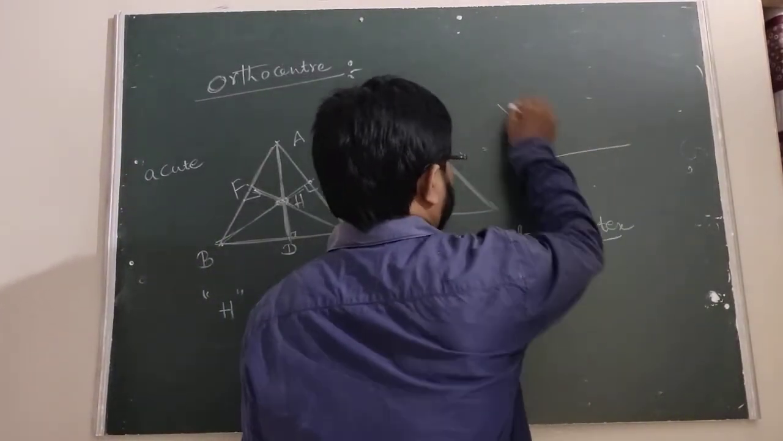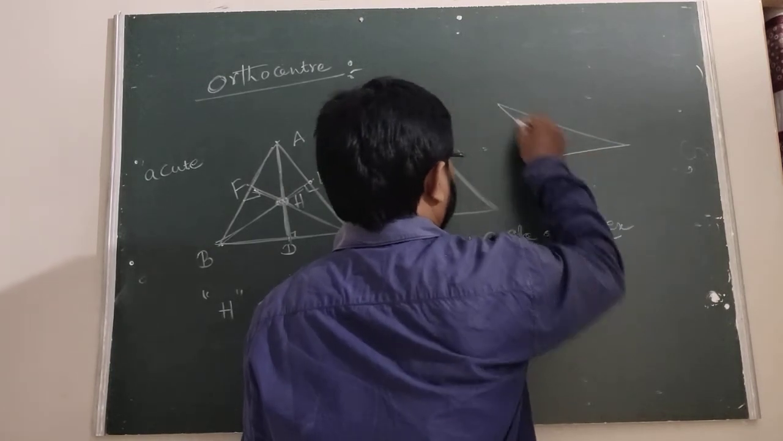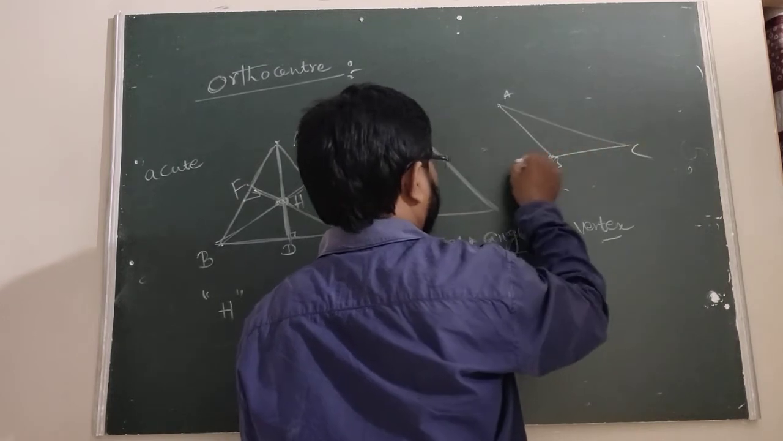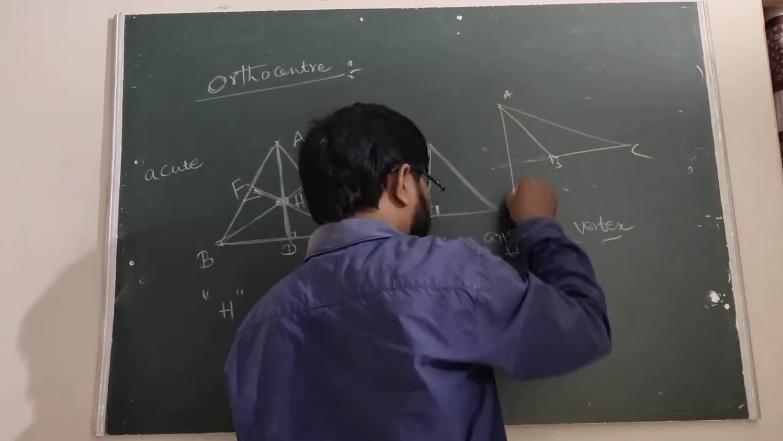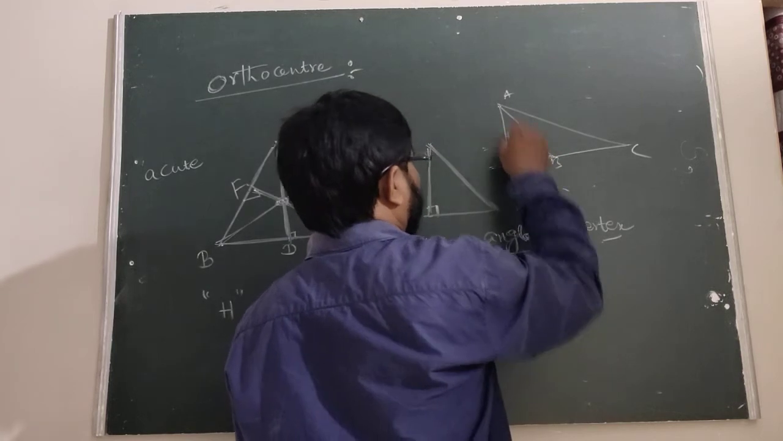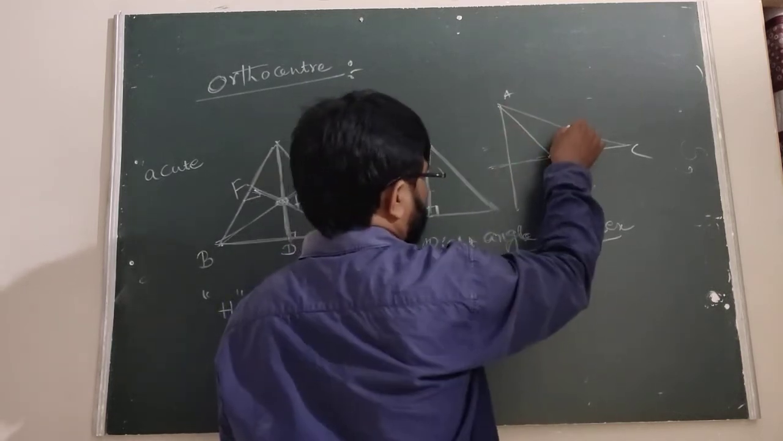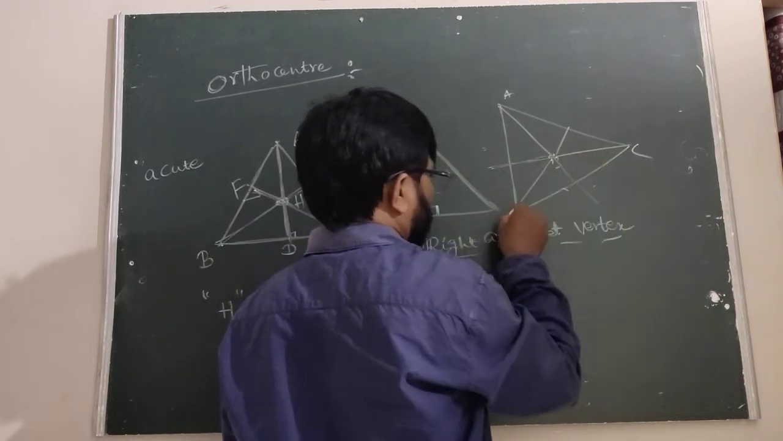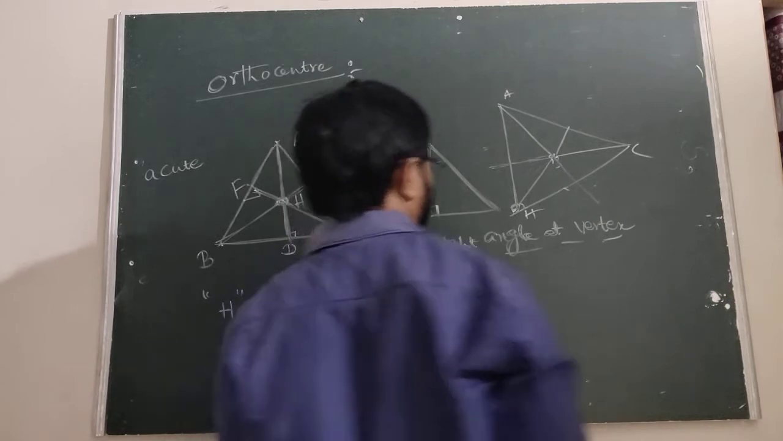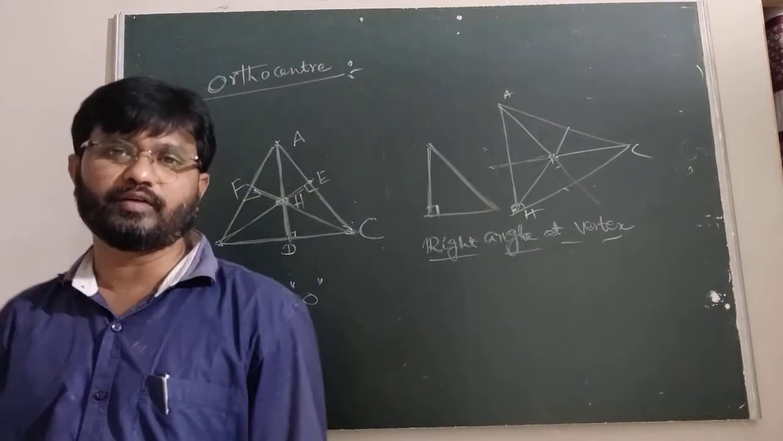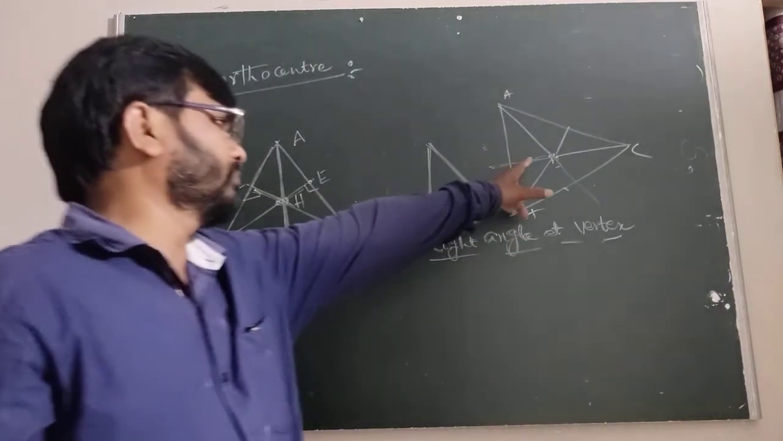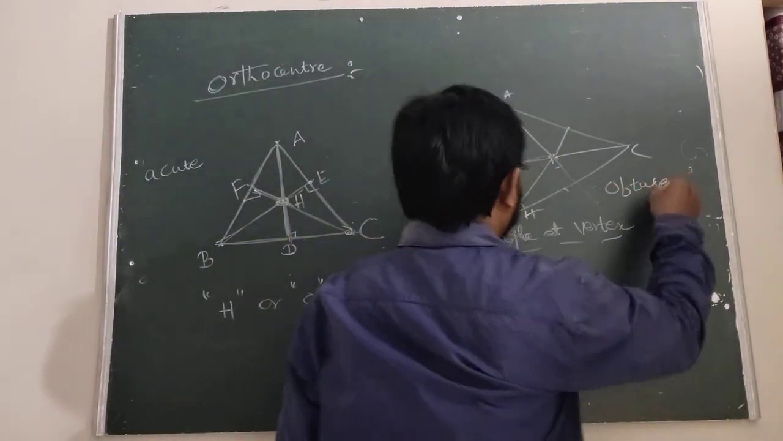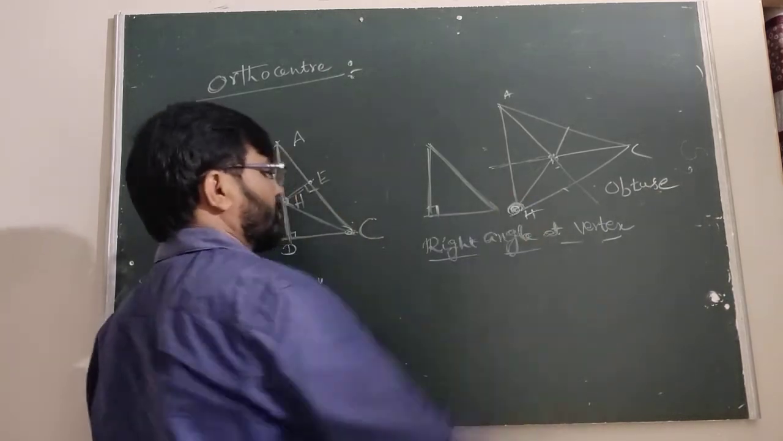Suppose it is an obtuse angle triangle. Now here just you can extend it. B is obtuse. Now the altitude is this one. This is a perpendicular, this is the altitude. Now here this is the altitude. Suppose just you can extend it. This is the orthocenter. Therefore, the orthocenter must lie outside of the triangle when it is an obtuse triangle.